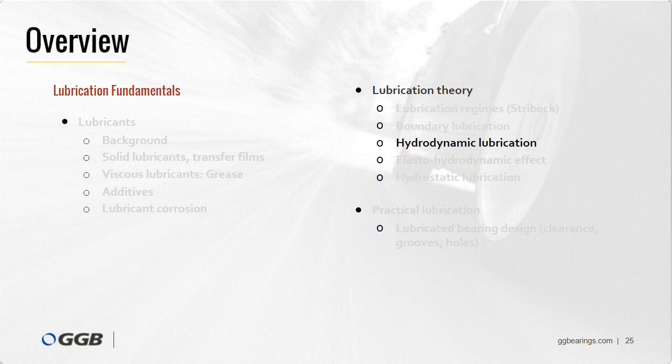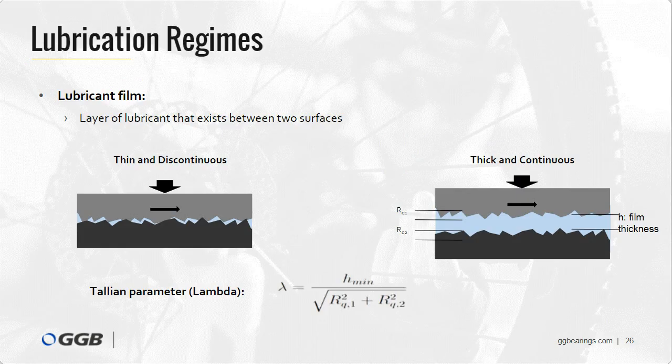Thanks, Mike. Yeah, so as Mike mentioned, I'm going to start to talk to you guys about hydrodynamic lubrication. So we'll get into that now. As Mike mentioned earlier, we can have a lubricant film that is thin and discontinuous, as with boundary and mixed film operation, or a film that is thick and continuous, as is necessary for hydrodynamic lubrication, which we'll talk about right now. Again, we see here lambda, the Tallian parameter, and we'll get into that parameter a bit more in the next slide. But as a reminder, it is essentially the ratio between the minimum film thickness h required for HDL operation and the combination of the mating surface roughness values.